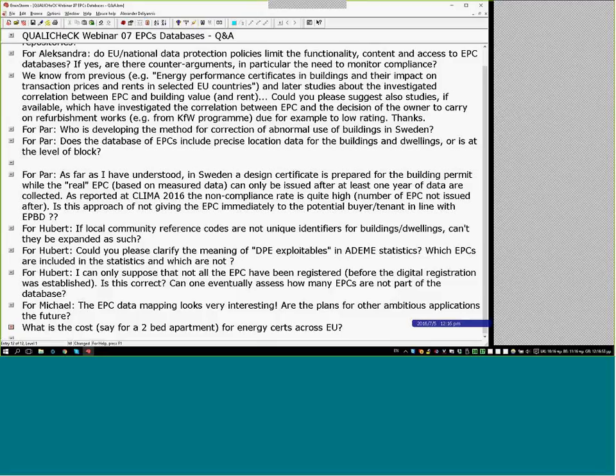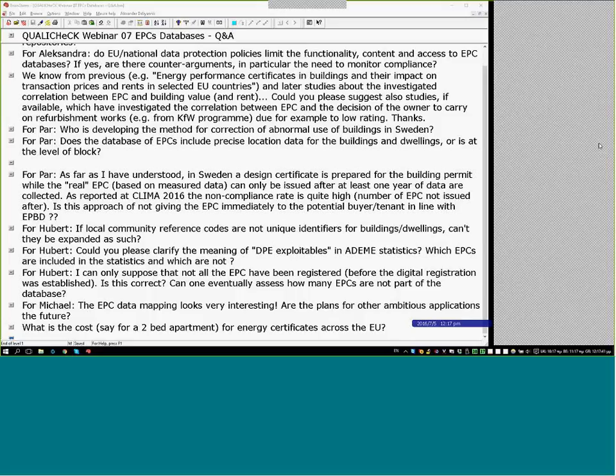Then we come to the next three questions for Hubert. If local community reference codes are not unique identifiers for buildings, dwellings, can they be expanded as such? The next one is, could you please clarify the meaning of BPIE exploitables in Ademe statistics? Which EPCs are included in the statistics and which are not? And the next one is, I can only suppose that not all the EPC have been registered before the digital registration was established. Is this correct? Can one eventually assess how many EPCs are not part of the database? Please, Hubert, could you answer these questions?